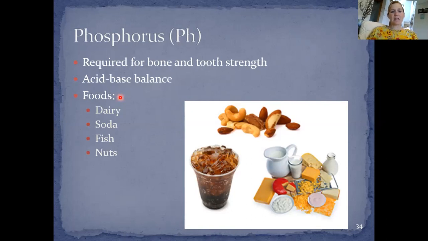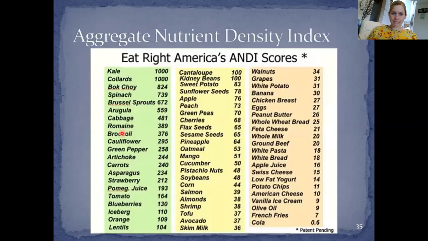Foods that contain a lot of phosphorus include dairy products, soda actually. And again, I'm not condoning that we drink a ton of soda or anything. It's just kind of interesting that that's one of the components within soda. Also fish and different types of nuts. You can see cashews and walnuts and almonds up here as well. So those are some common sources for phosphorus.